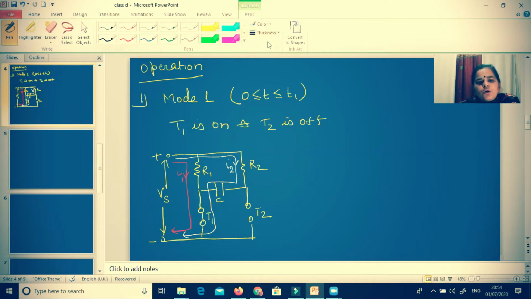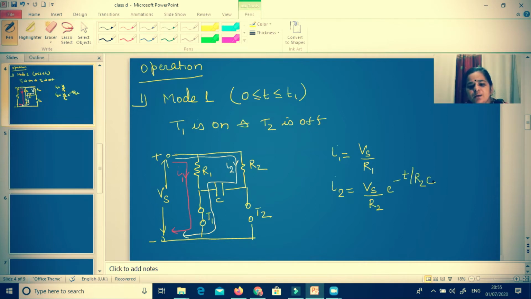Now, if I want to give the expression for these currents, I1 is equal to Vs by R1, because the voltage across this is Vs and the resistance of this part is R1. I2 is flowing through an RC circuit, and in an RC circuit, the expression of current is equal to Vs by R2 e to the power minus t by R2C. Now how does this expression come into picture?